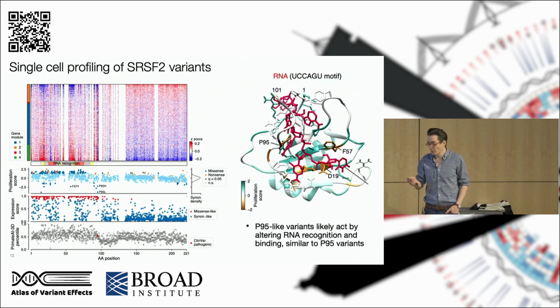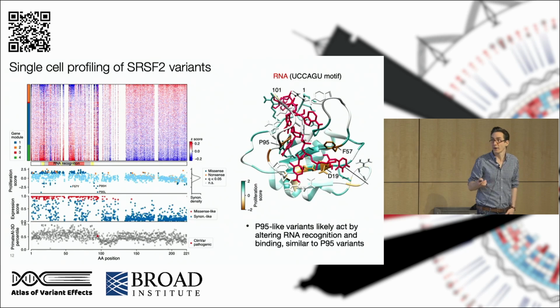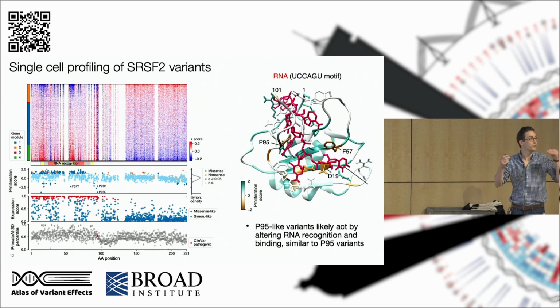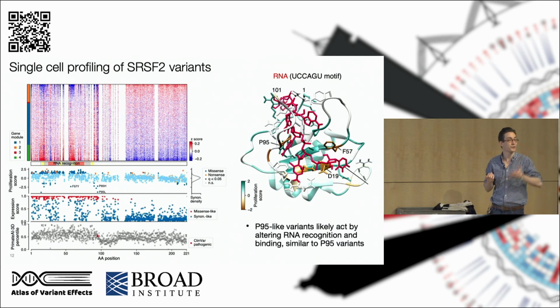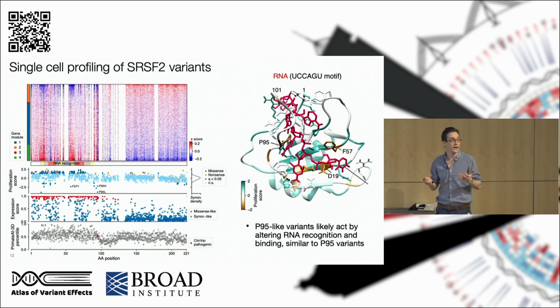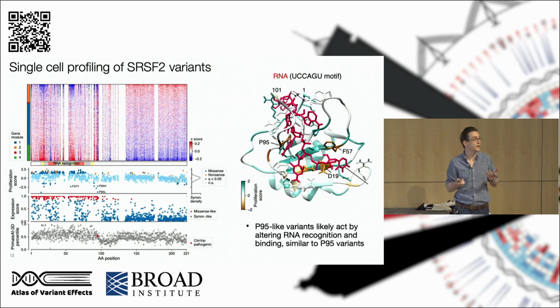And so when we map this onto the structure, what we find is that the variants that have decreased proliferation actually share the common property that they're facing towards where SRSF2 binds RNA, and are likely acting by either disrupting binding or altering motif recognition.